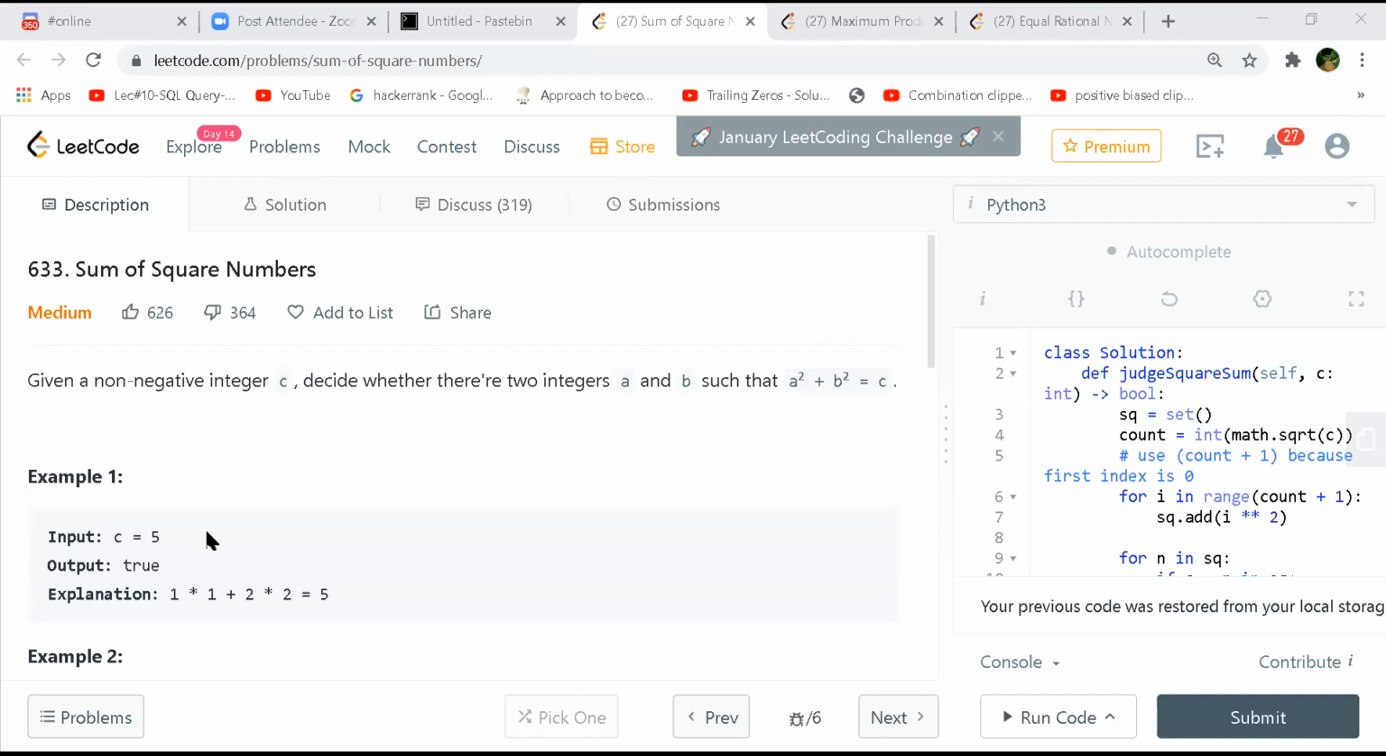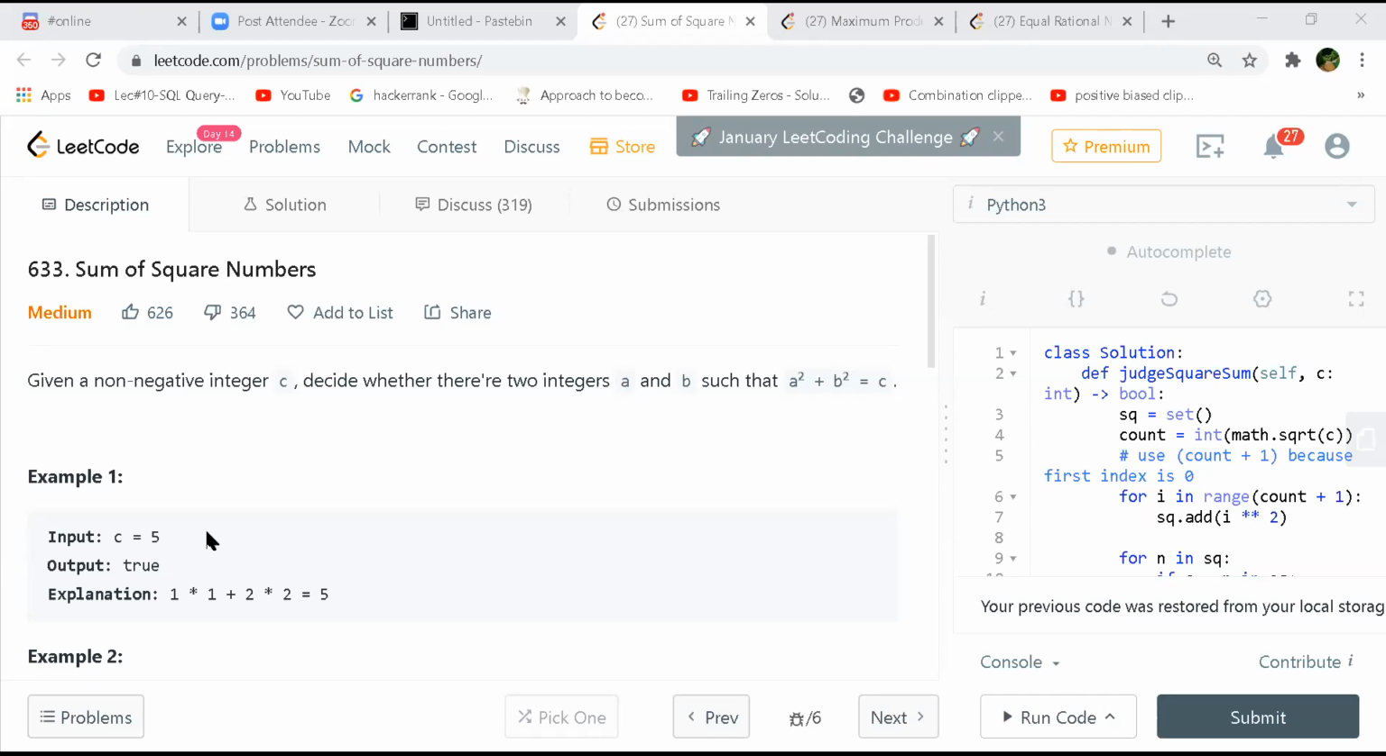You run a for loop here, and not even 1 to 5. You can start from 1 and keep going till root 5, because root 5 multiplied by root 5 will give you 5. That is the max you can go. So you can find A in that case, and then you can calculate B similarly, just by subtracting that value and seeing if the square matches your C.